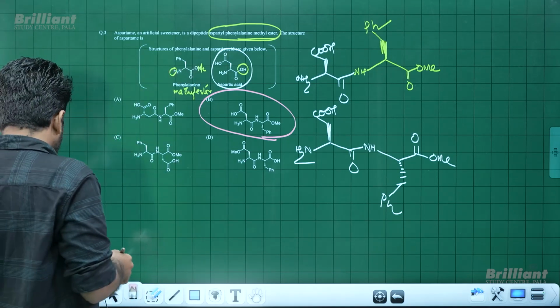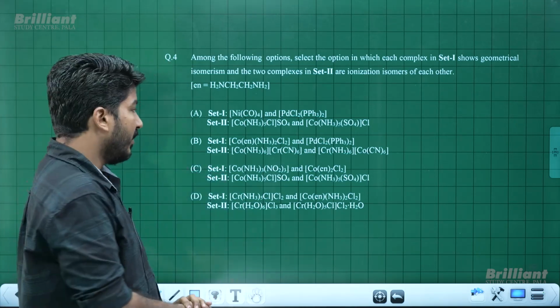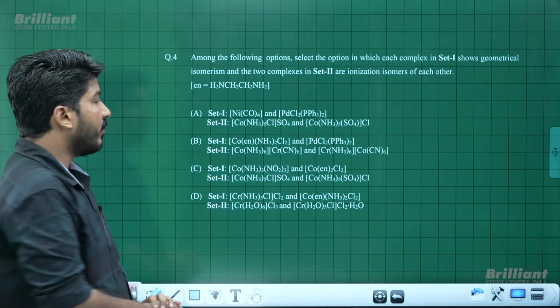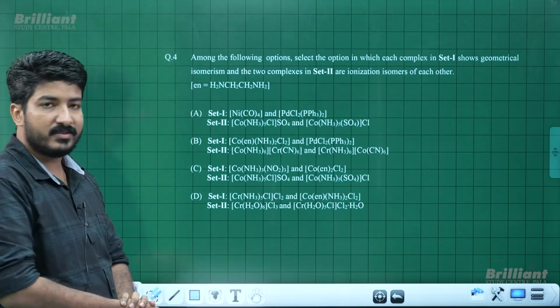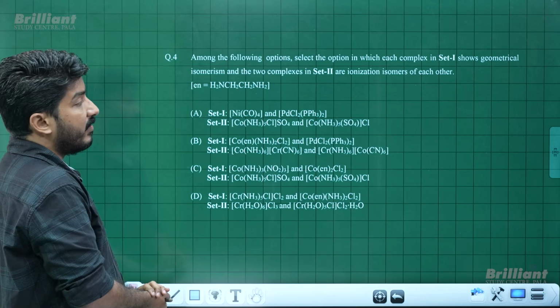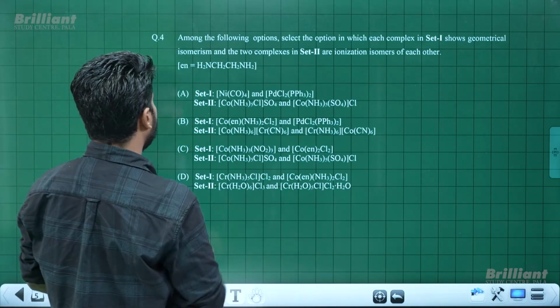Okay, now next one was from coordination compounds isomerism. You know that in our syllabus regarding coordination compounds we have two isomers specifically mentioned. Those are geometrical and ionization isomers. So let's find the correct answer for this question also.